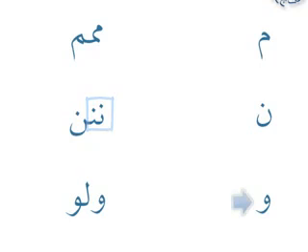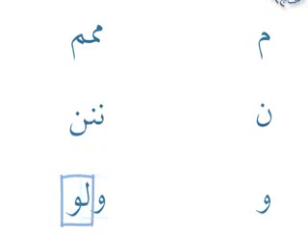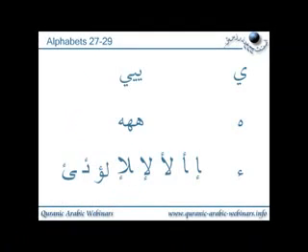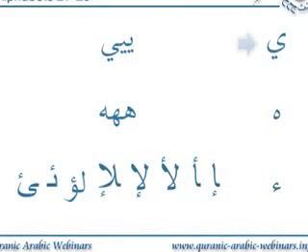Waw is very easy to spot. The only thing to notice with waw, like the dal, dhal, ra and za, is that it cannot join to the next letter, so we've put a lam here showing it joining to the waw. Alphabets 27 to 29, so we've got ya, ha, the soft ha, and hamza.